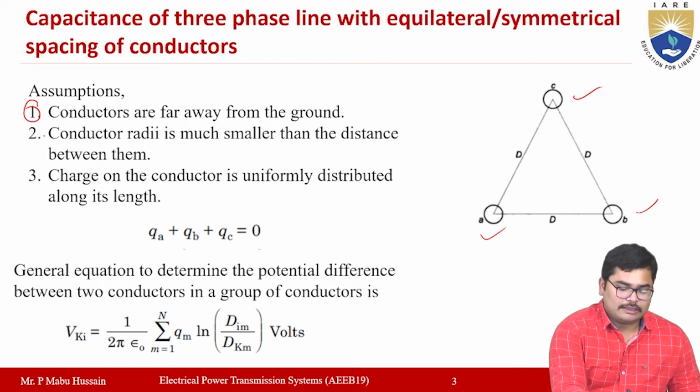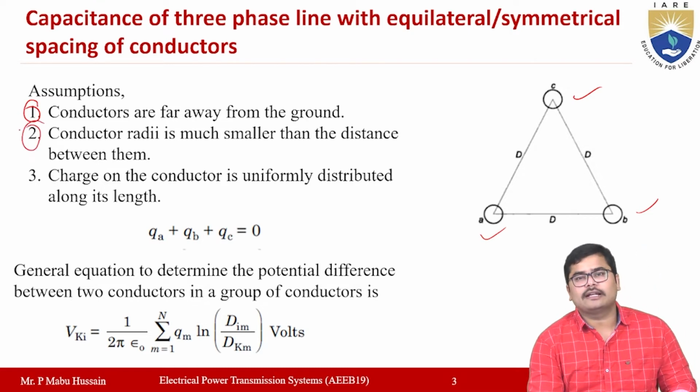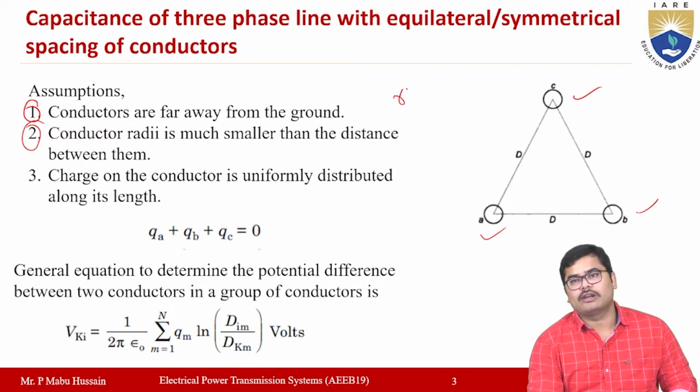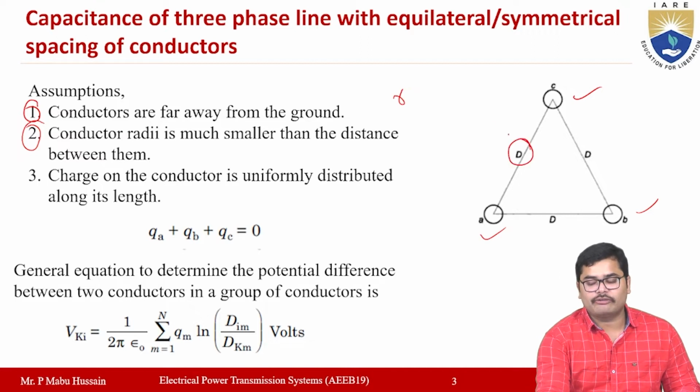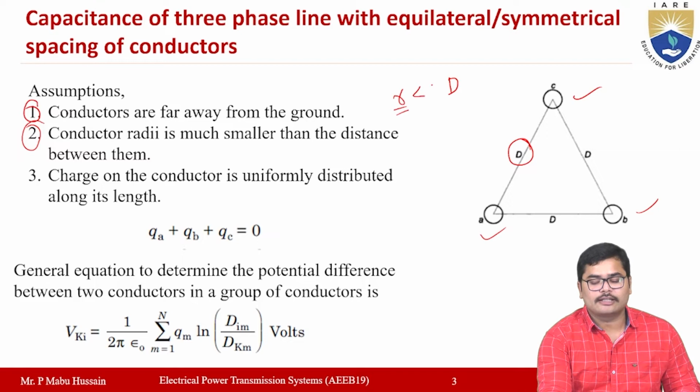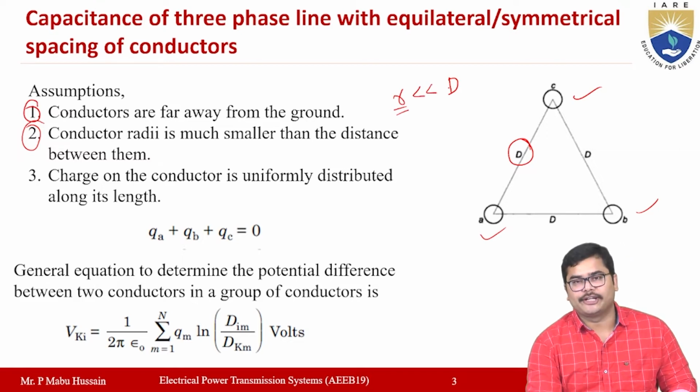The second assumption is that the conductor radii must be smaller than the distance between any two of the conductors. So the radius of the conductor is represented with small r, and the distance is represented with capital D. This radius must be smaller than the distance capital D.